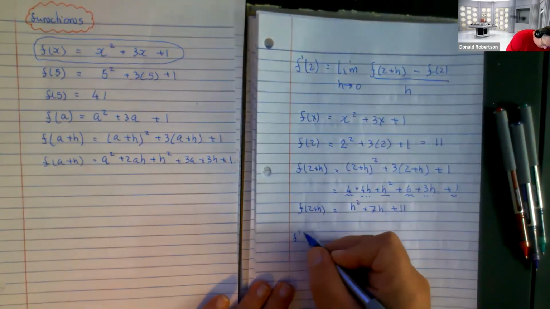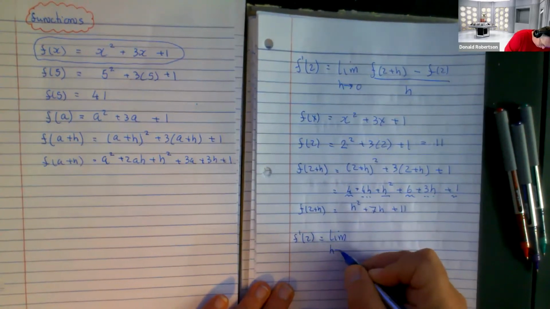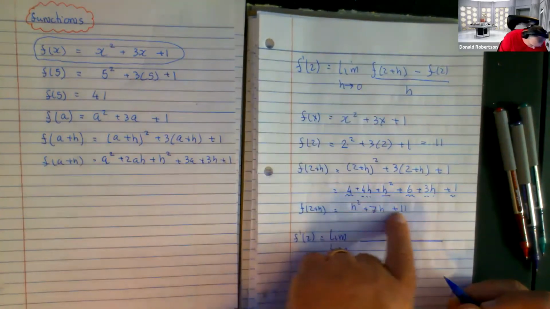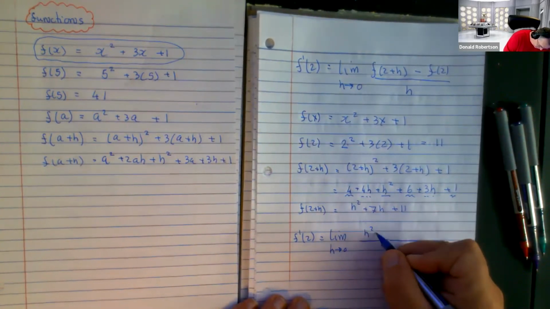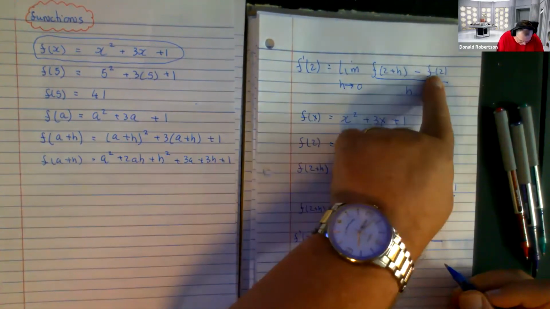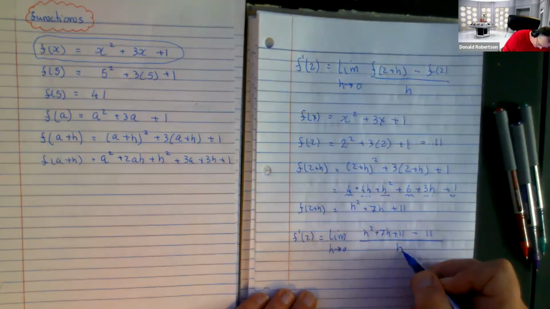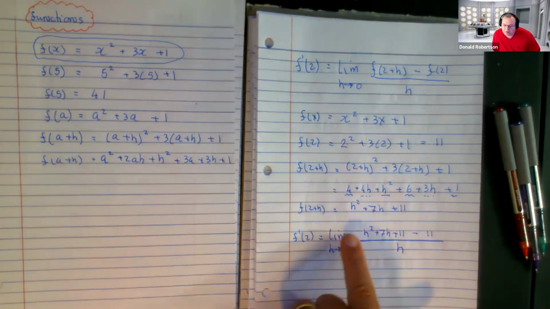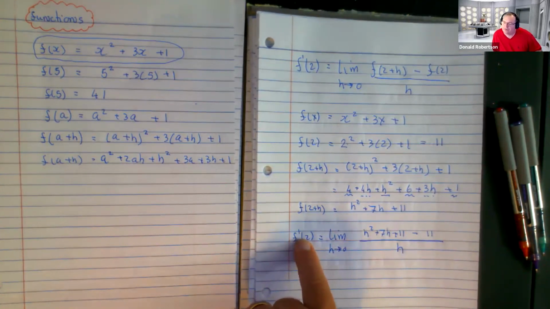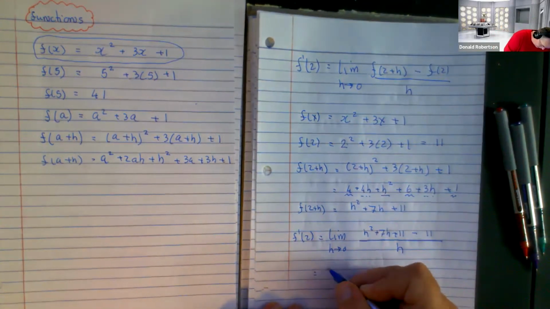So f dashed of 2 is going to be the limit as h tends to 0 of f of 2 plus h, which is this, take away f of 2, which is this, all divided by h. So if we find the limit of this ugly fraction as h tends to 0, won't I be finding the slope of the tangent line at 2? Well, let's see what we get then.